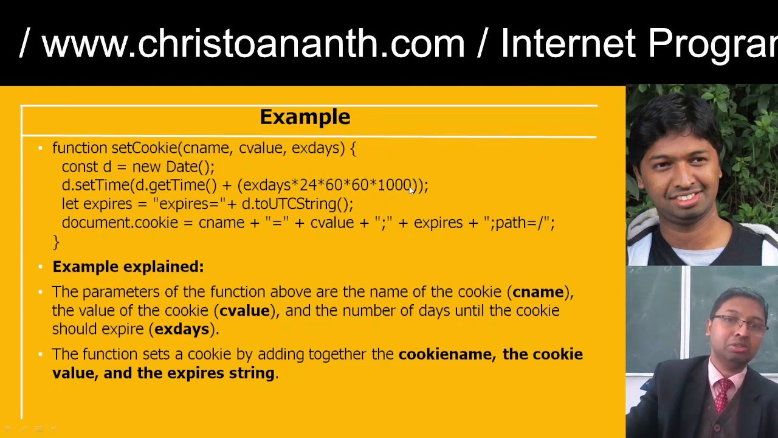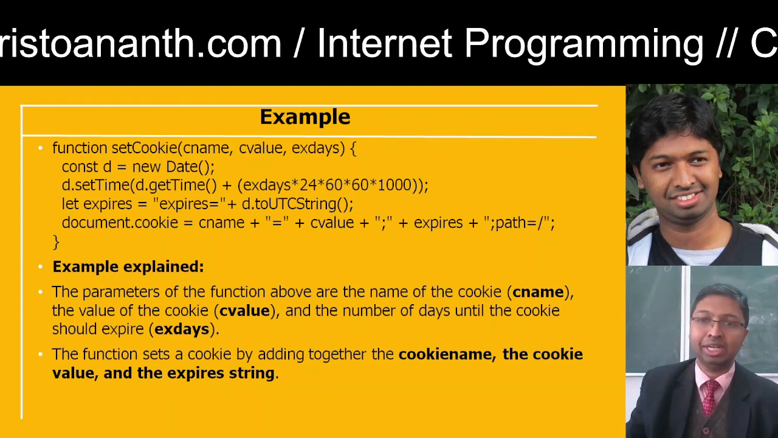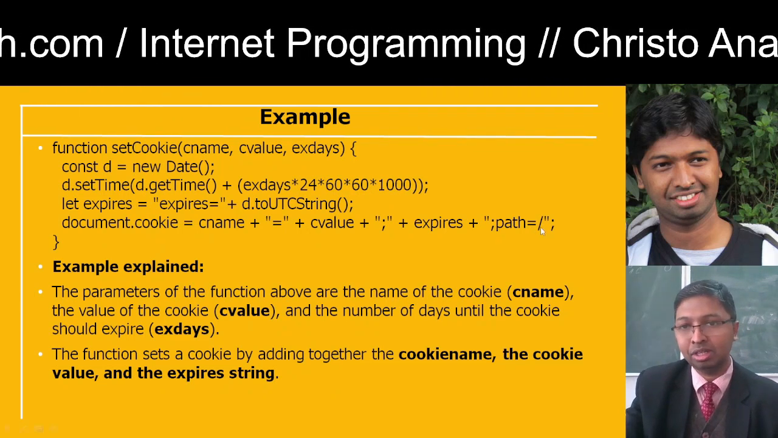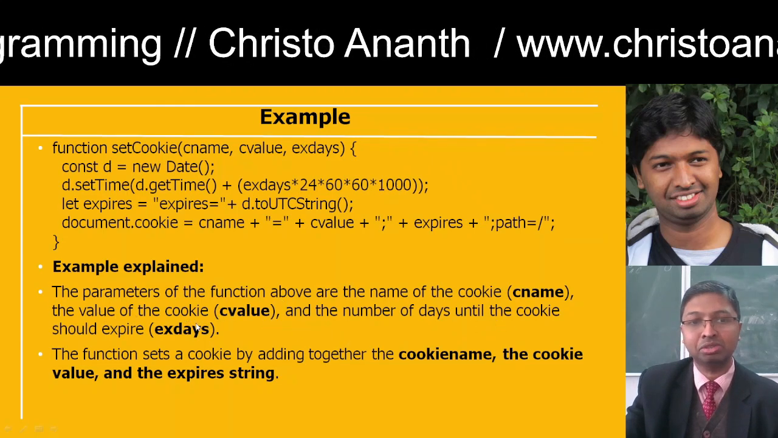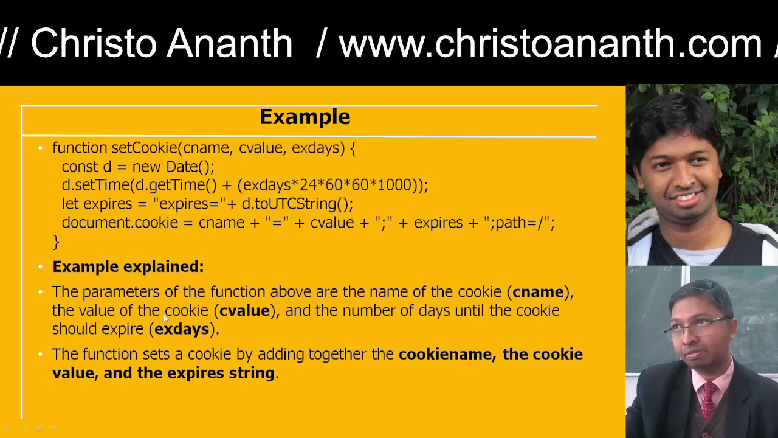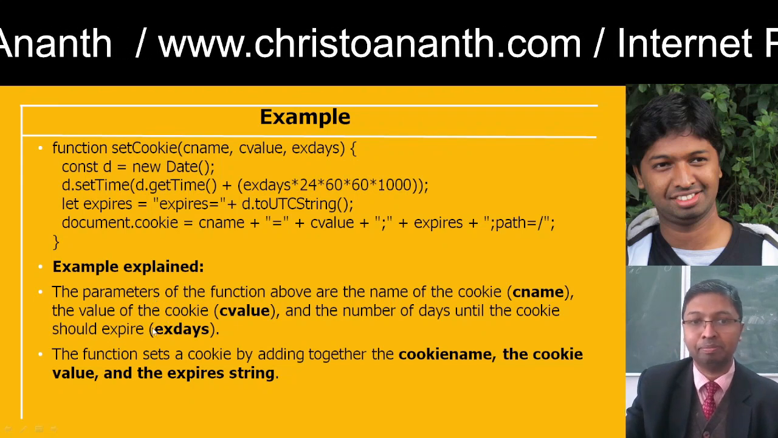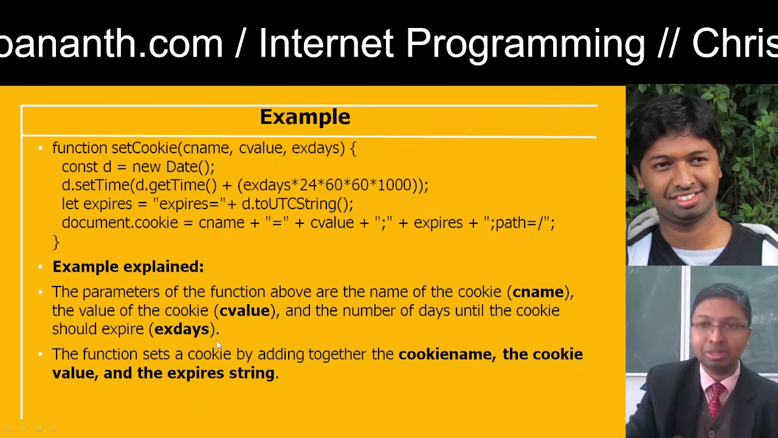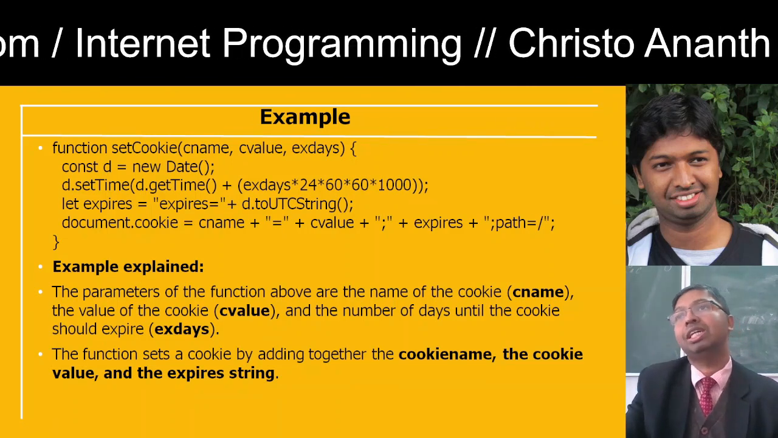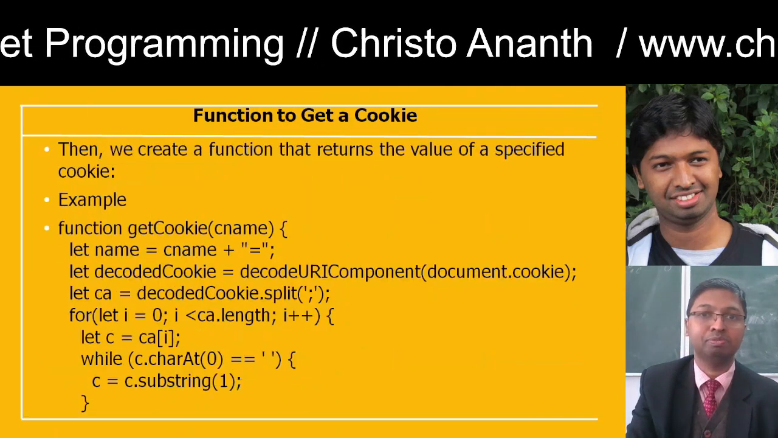So this is the example where you enter the name of the cookie, the cookie name, the value of the cookie, the cookie value, and the number of days until the cookie should expire. This is the expiry for that particular number of days. The function will set the cookie by adding together the cookie name, cookie value, and of course the expires string.